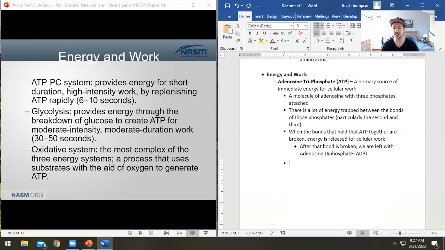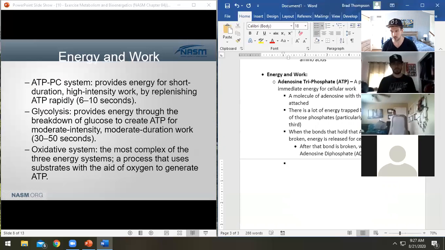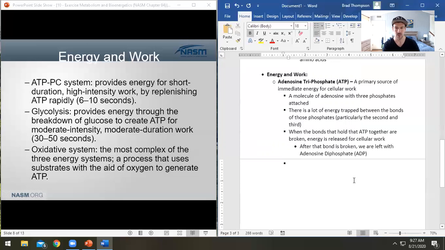There's a system that takes place pre-glycolysis, and it's known as your phosphagen system. Sometimes it's called your phosphocreatine system. Sometimes it's called your creatine phosphate system. NASM is going to call it the adenosine triphosphate phosphocreatine system, the ATP-PC system, which is a much easier way to say that. When we look at energy production, right?